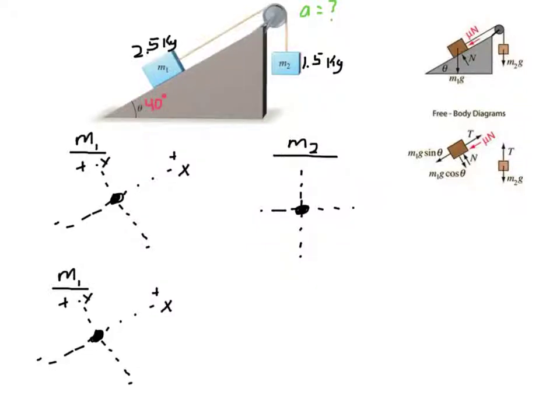All right, so let's roll most of the concepts that we've been going over together. I have here a ramp, 40-degree angle, and two masses attached by a massless rope over a frictionless pulley. So the tension between these two is going to be the same. It's the same rope, right?